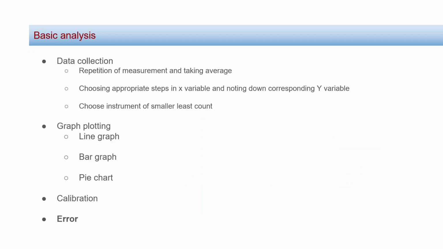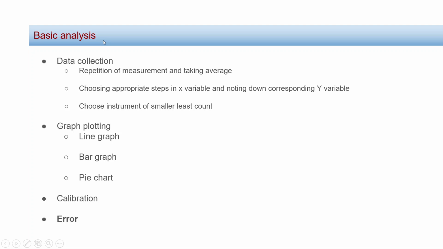Last week we also discussed how we should collect data whenever we are conducting an experiment in a lab: repeating the measurement and taking the average of it, taking suitable steps in the x variable, and noting down the corresponding y variable. Also we should choose an appropriate instrument based on the least count we want for a particular experiment. We also talked about different types of graphs, which is used in which condition, and what is calibration. So these things we discussed under basic analysis.